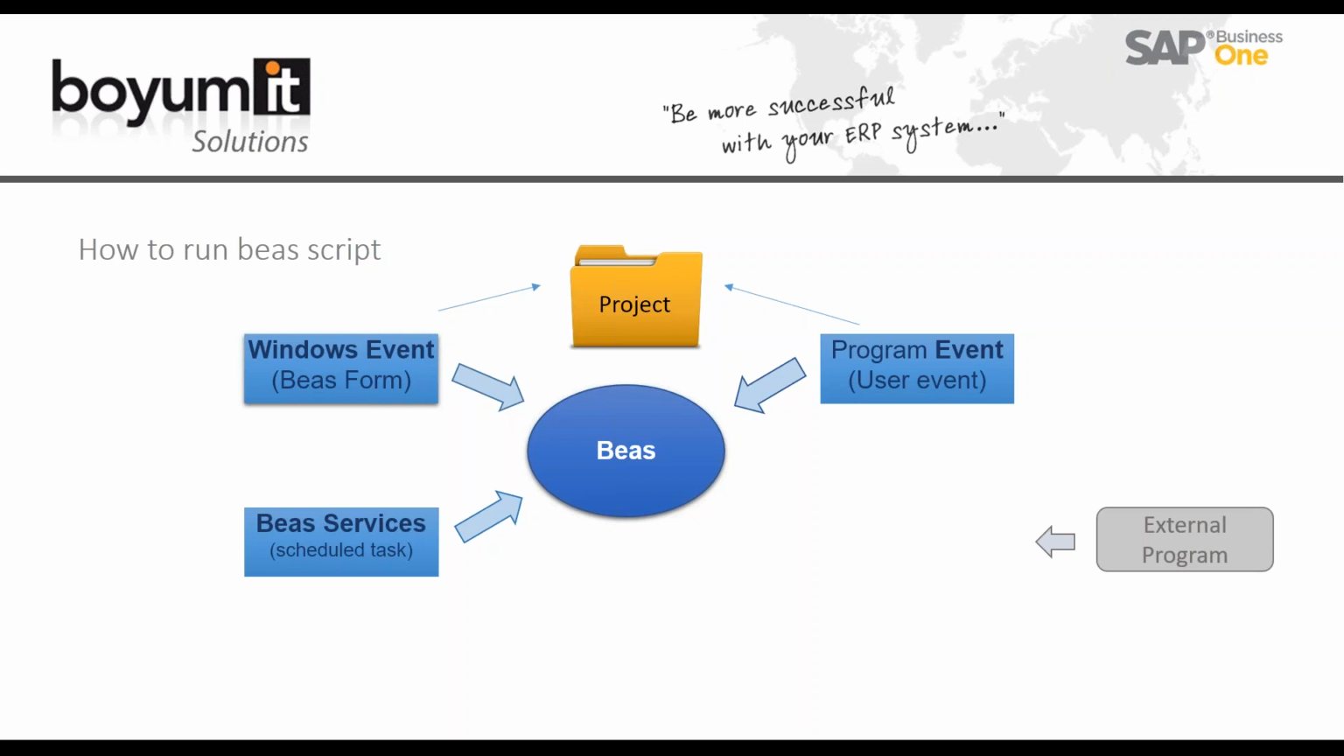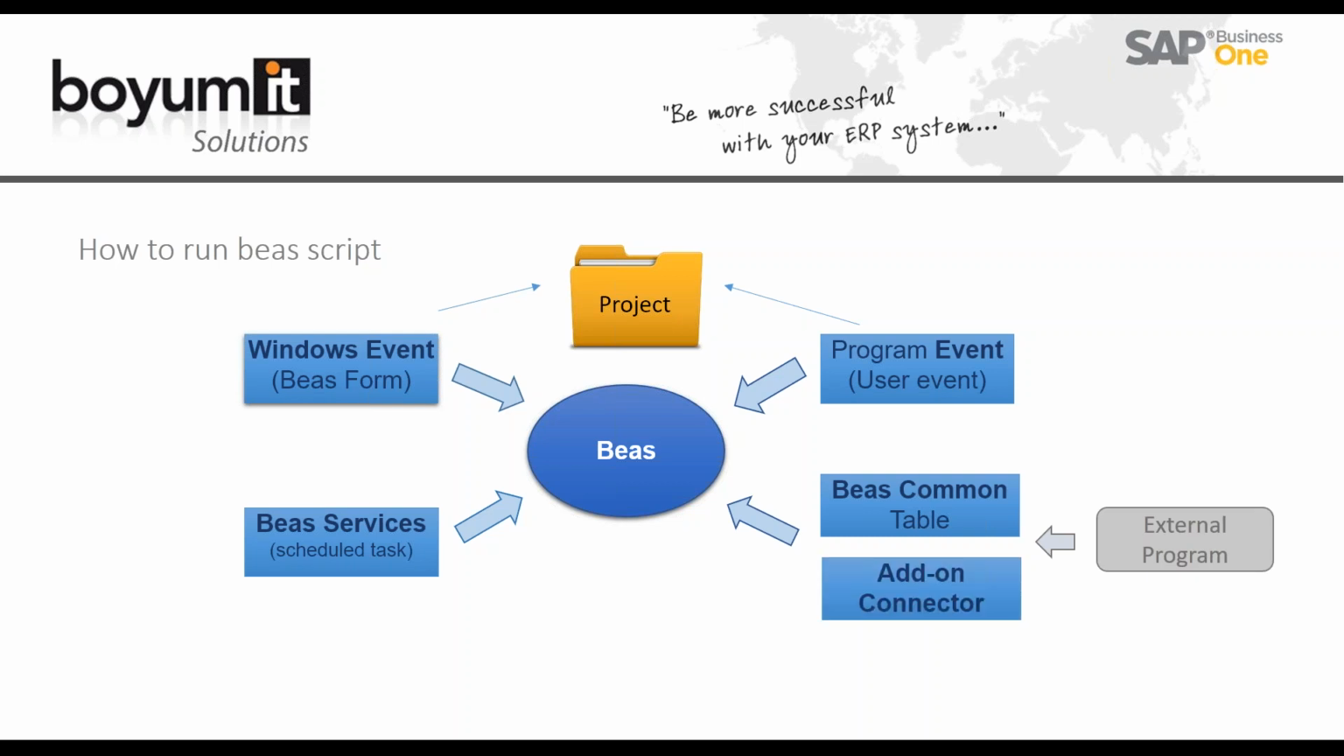In the case of an external program connecting to Beas, we have the option of the Beas common table. In this way, we allow the external program to send some instruction to Beas, basically a Beas script instruction that is saved in a table, the Beas common table, in our database structure. And Beas anytime checks if there is a new instruction there and runs the instruction internally. Another way that an external program or your own add-on can connect to Beas is using the add-on connector. This is another way to allow other programs or add-ons to connect to Beas.